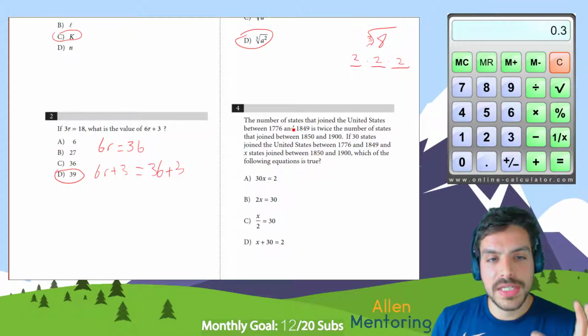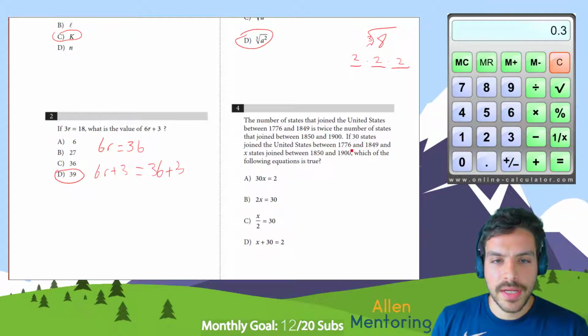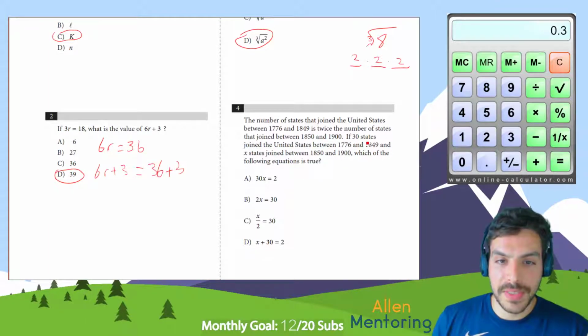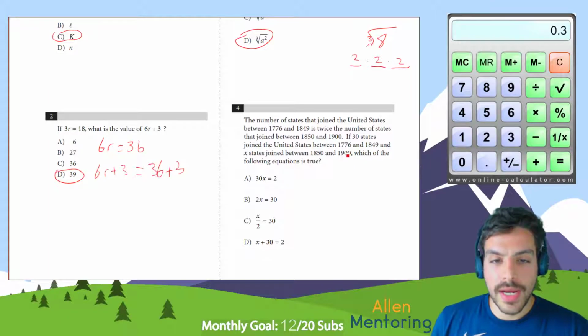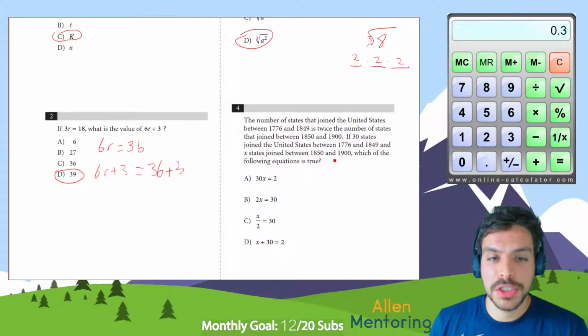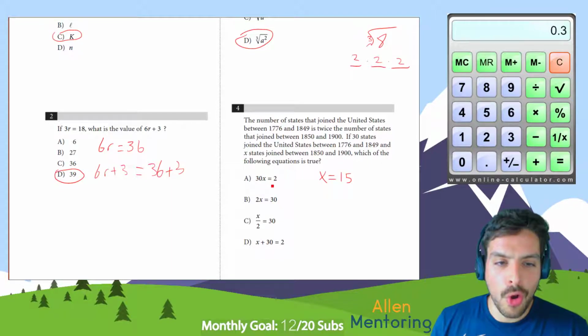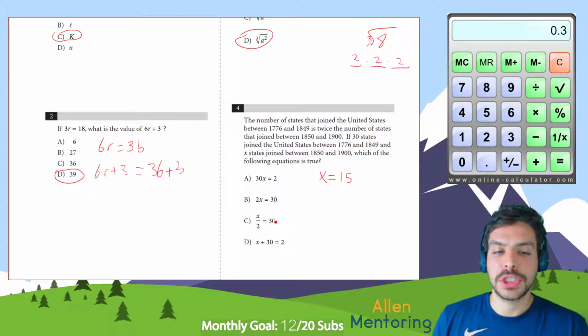Well, we know that between 1776 and 1849, 30 states joined between these years. Okay, and we know that half that much joined between 1850 and 1900. So x, in that case, would be 15. Right, following along so far? So if we know that x is 15, we can check this value against all of these equations and see which one it's true for.